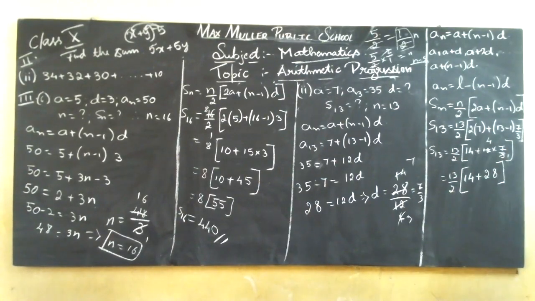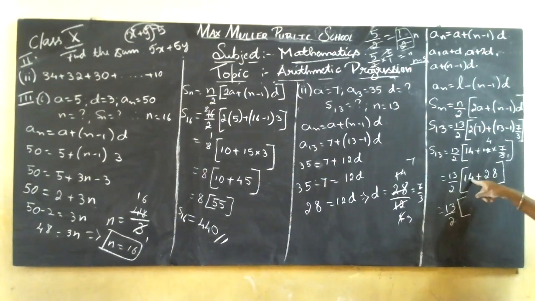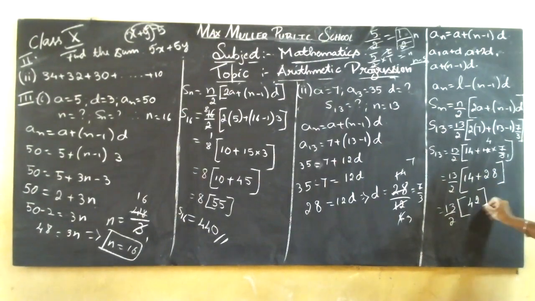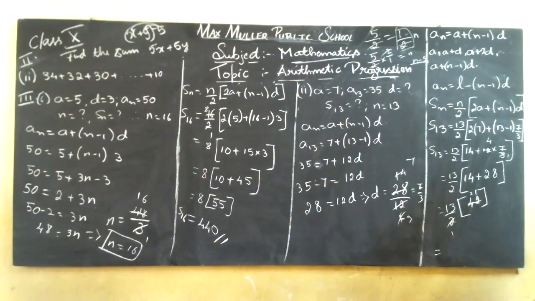Correct? Now 13 divided by 2. 8 plus 4 is how much? 8 plus 2 is 10, 10 plus 2 is 12, 2, 1 carry, 2 plus 1 is 3, 3 plus 1 is 4, 42. 2s are 1s are 21. Yes. Now you are going to multiply it with 13 into 21 is how much, children?